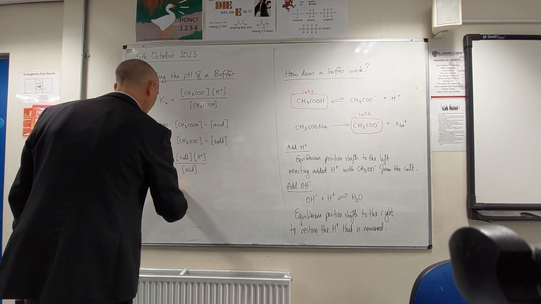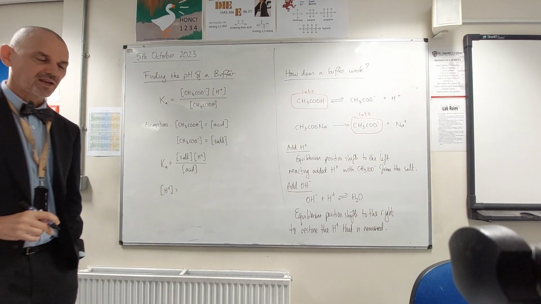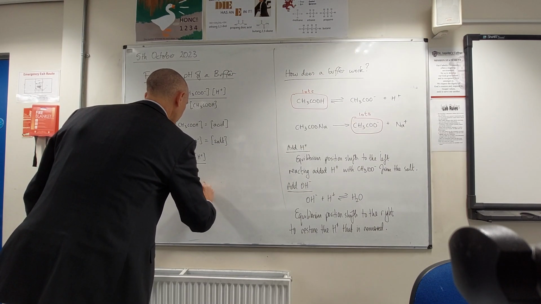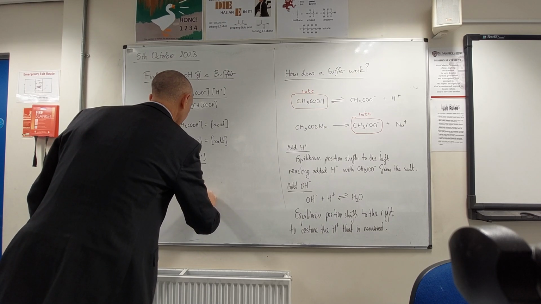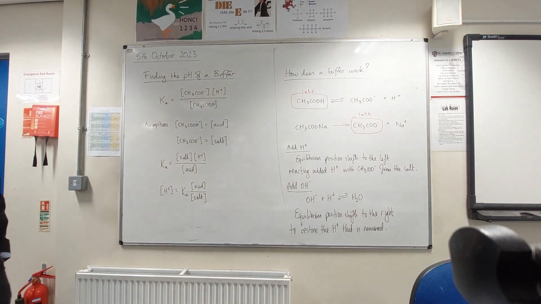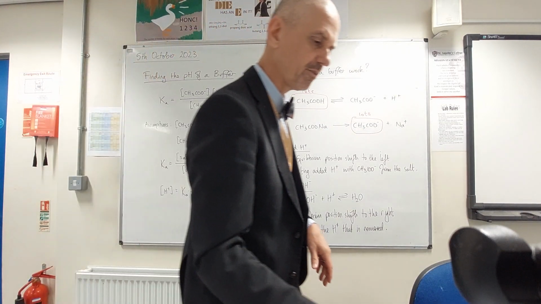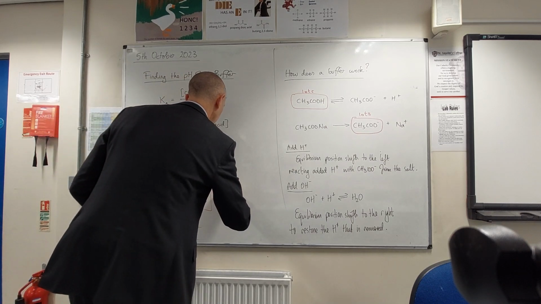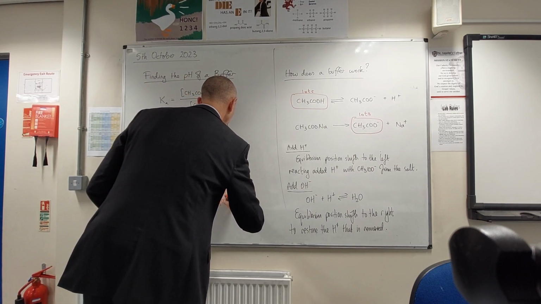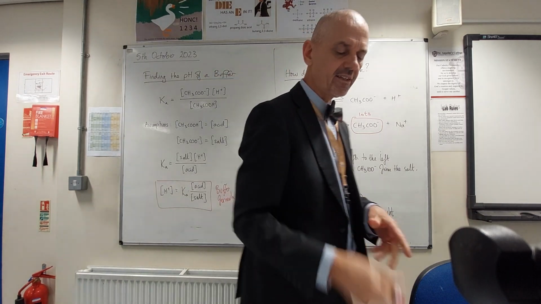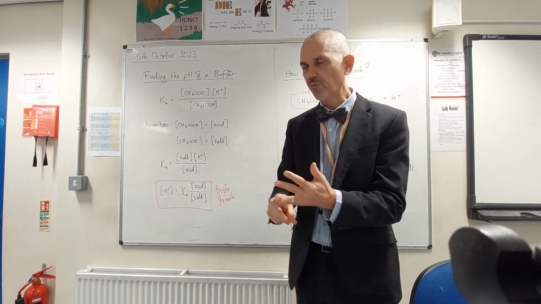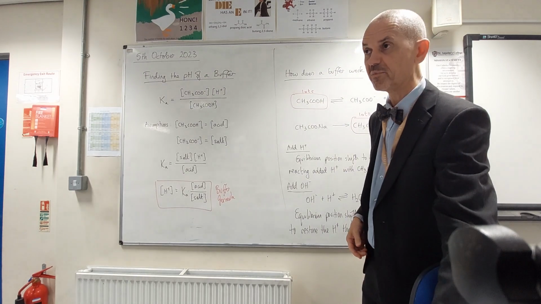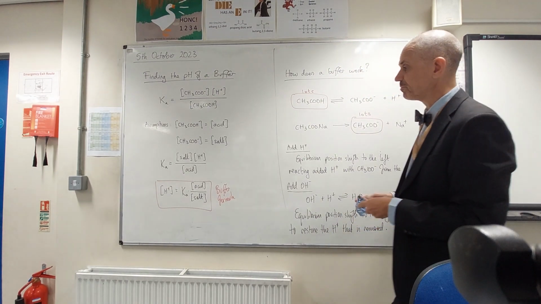Now if I rearrange it to make H plus the subject, it will be Ka times the concentration of the acid over the concentration of the salt. And I've arranged it like that for a particular reason, which I'll come back to in a moment. Okay. So that is our last formula that we need for this topic. We've done calculations of strong acids, strong bases, weak acids, and now buffers. So those 4 calculations are going to be coming up in the exam.